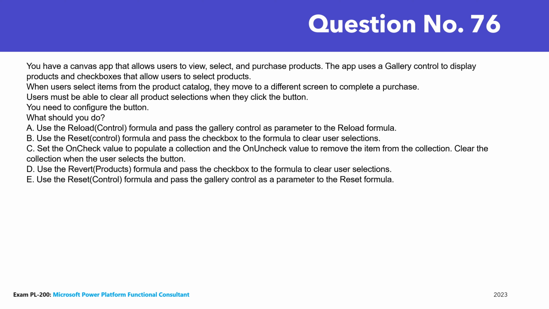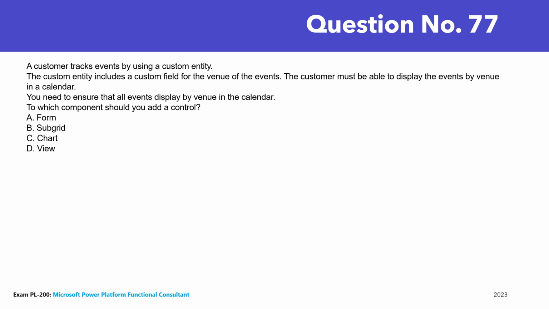A. Use the reload control formula and pass the gallery control as parameter to the reload formula. B. Use the reset control formula and pass the checkbox to the formula to clear user selections. C. Set the on-check value to populate a collection and the on-uncheck value to remove the item from the collection. Clear the collection when the user selects the button. D. Use the revert products formula and pass the checkbox to the formula to clear user selections. E. Use the reset control formula and pass the gallery control as a parameter to the reset formula. Correct answer, B.